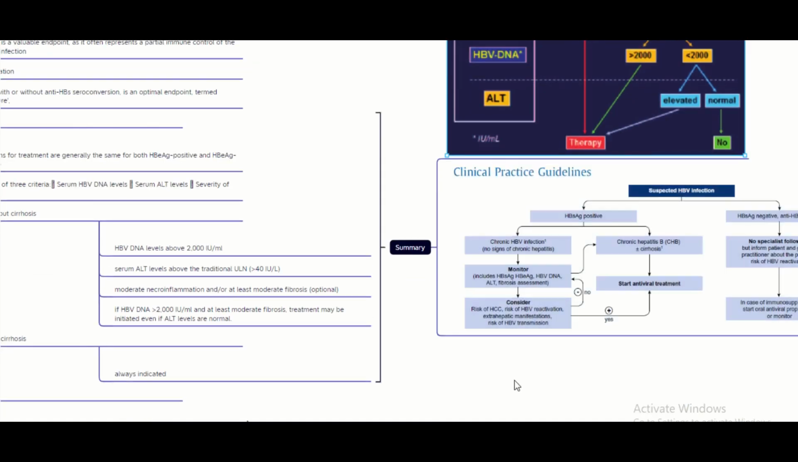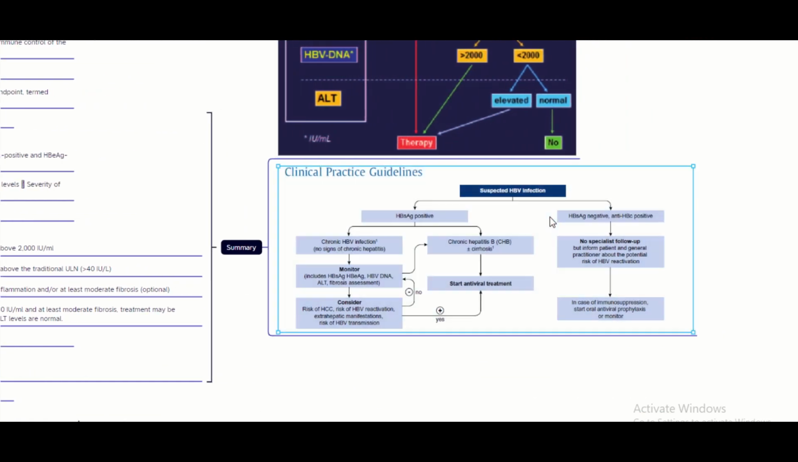Here is another guideline. This one is more simple. This one has even follow-ups. We check the patient that is suspected. If the HBs is negative and anti-HBc is positive, we will not have any other interventions other than regularly checking the patient. And in case of immunocompromised patients, we can start prophylaxis, but this is a specific type of patient.